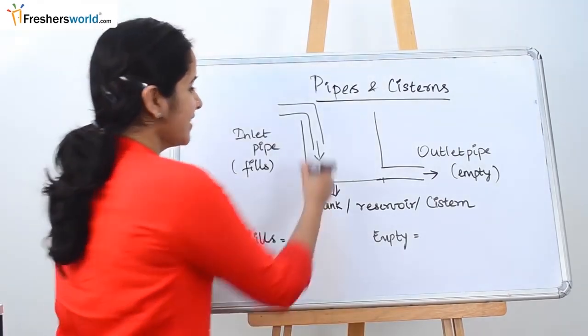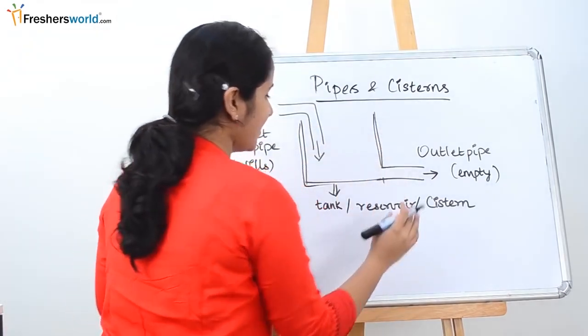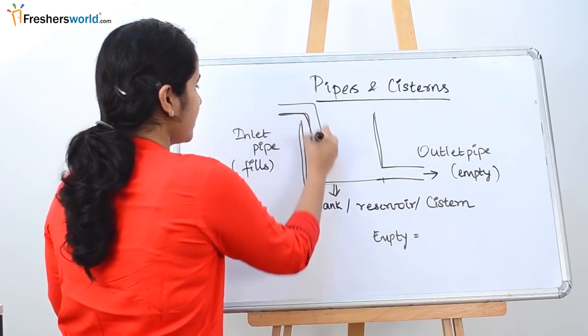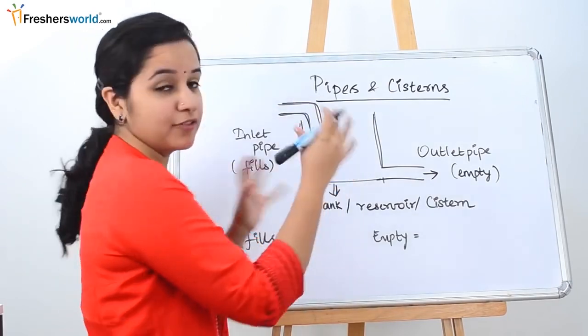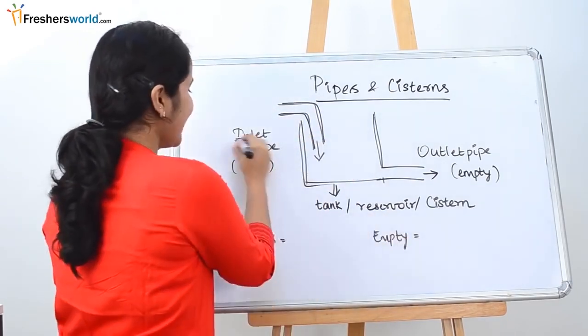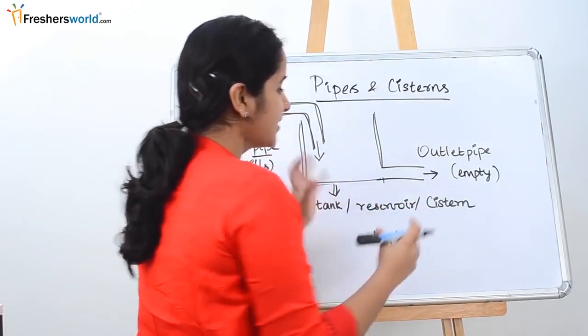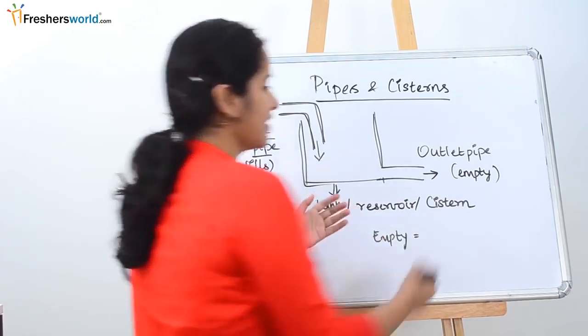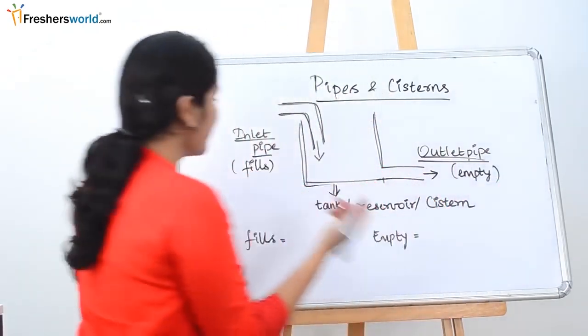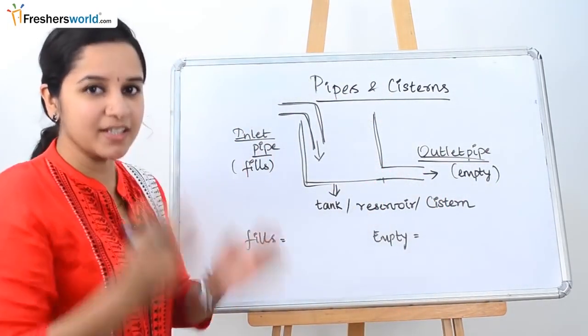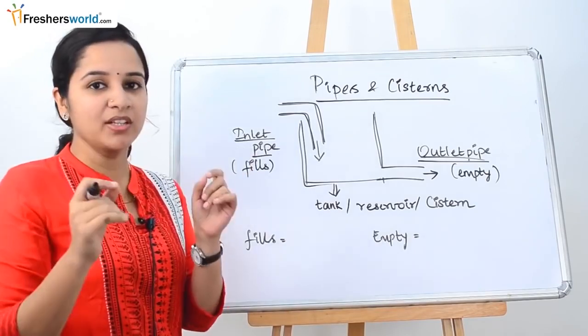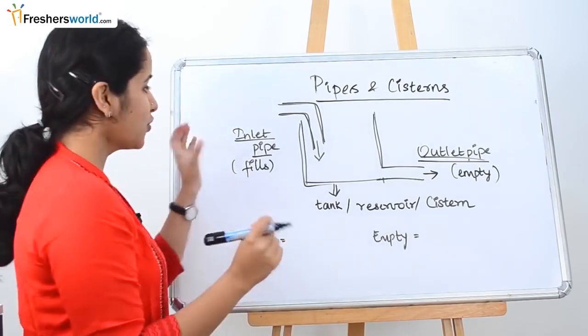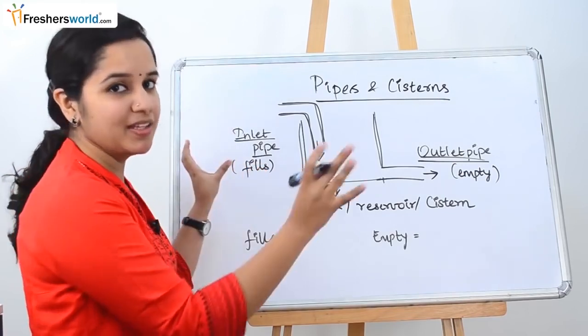So let's take this as a tank. The pipe that is coming into it, which is trying to fill water, is nothing but the inlet pipe. The pipe that is taking away the water from the tank, or which is emptying the tank, is nothing but the outlet pipe. So we know that the inlet pipe is the one that fills the tank and the outlet pipe is the one that is going to empty the tank. You should know the difference between the inlet pipe and the outlet pipe.